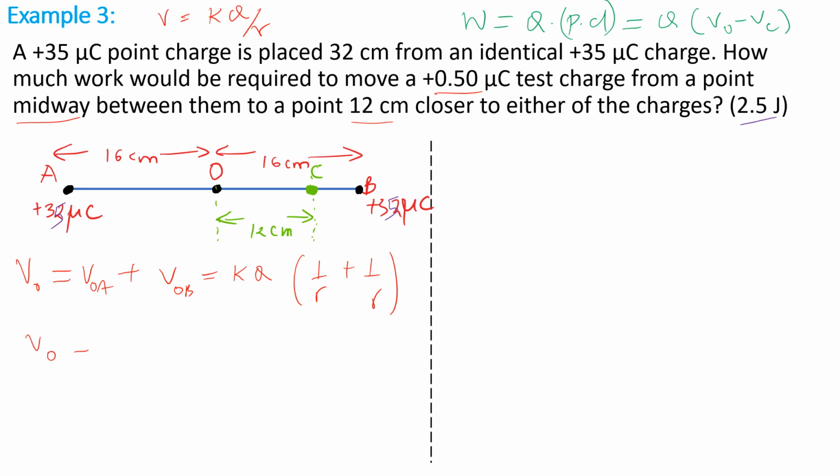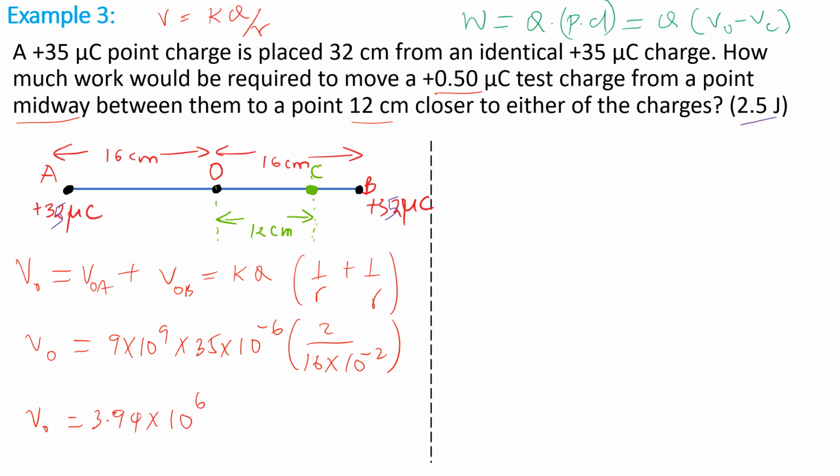Then VO is going to be K, which is 9 times 10 to the power 9, multiplied by the charge, which is 35 micro, times 10 to the power negative 6, multiplied by 1 over R plus 1 over R. That's going to be 2 over R, but R is 16 centimeters, so that's 16 times 10 to the power negative 2 in meters. So VO, feed in your calculator, you're going to get 3.94 times 10 to the power 6 volts.